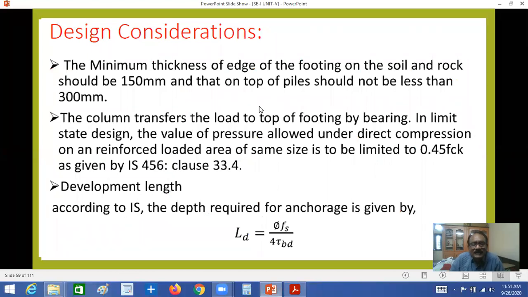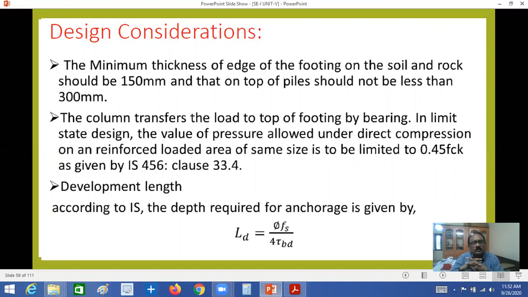What is the design consideration? The minimum thickness at the edge of the footing on soil or rock should be 150, and on top of piles it should not be less than 300. Generally, in rock bearing soils the minimum thickness is 150, and for pile caps it is 300 thickness. There are two points here. In this unit we will see isolated footings for columns at 150, but remember that for piles it is 300.